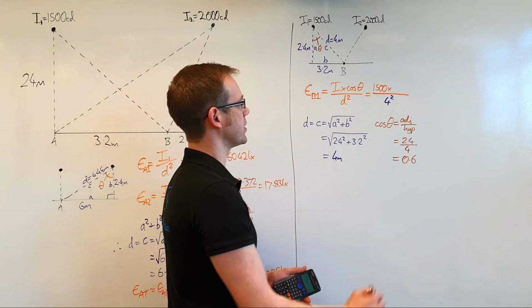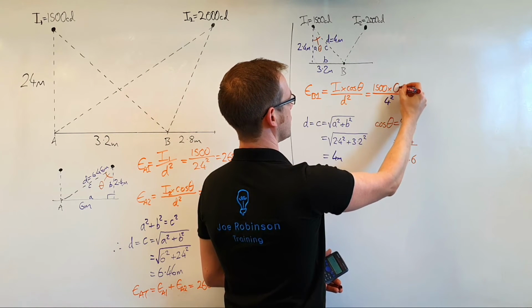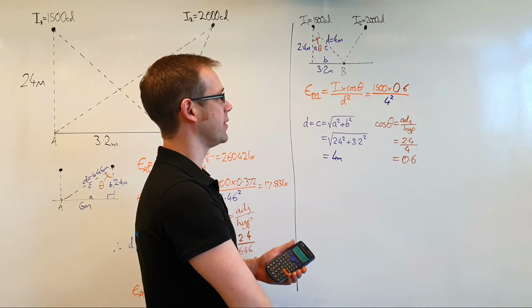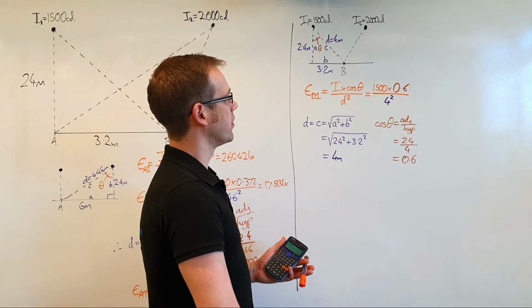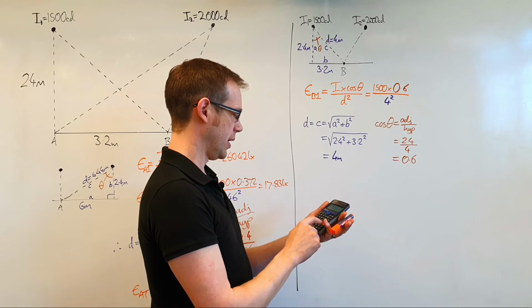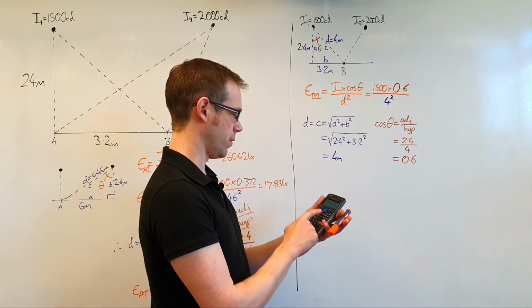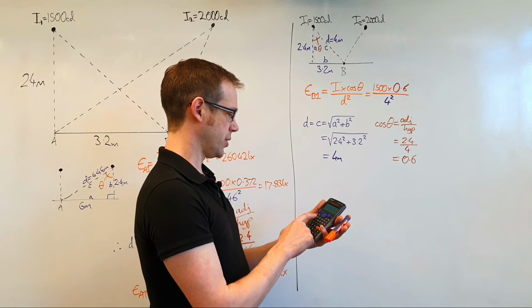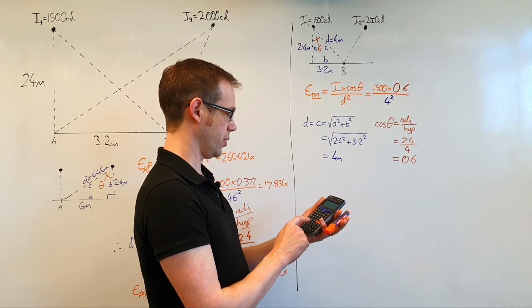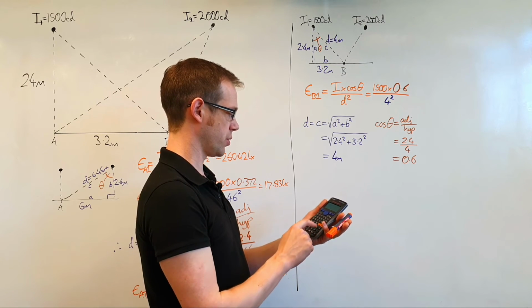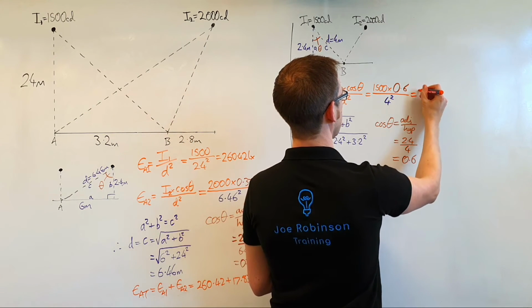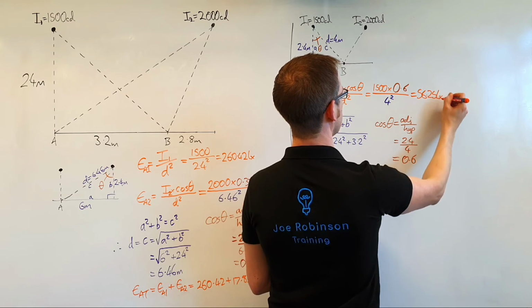So we've got 1500 times our cosine of theta, and the cosine of theta is 0.6. So now we're in a position where we can put that into our calculator and figure out what the answer is going to be. So we've got 1500 times 0.6, and we're going to divide that whole thing by 4 squared. So that's 1500 times 0.6 all over 4 squared, which is going to give us an answer of 56.25. So that comes out at 56.25 lux.